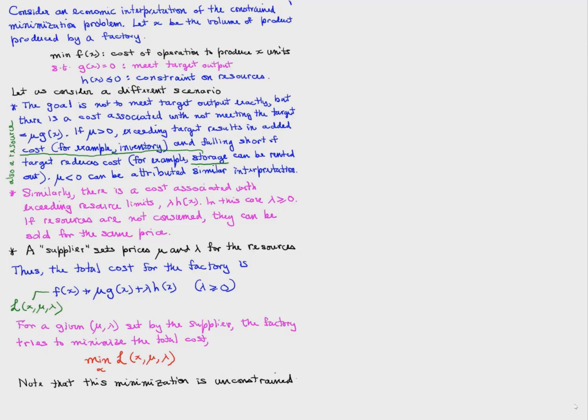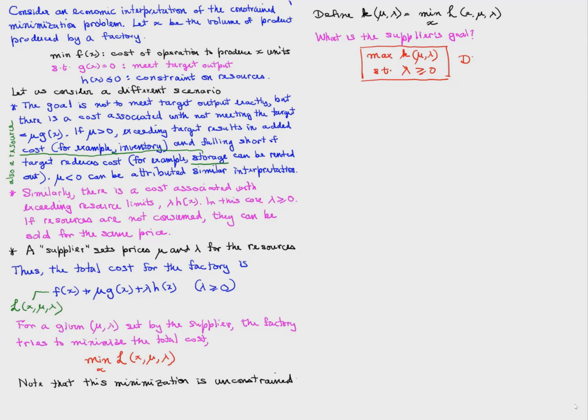And this is an unconstrained minimization, because mu and lambda are given, we're just minimizing over x. Now define this new function k of mu, lambda equals the minimum over x of L of x, mu, lambda. So given a mu and lambda from the supplier, the factory minimizes over x, and that minimum cost is k of mu, lambda. From the perspective of the supplier, what should the supplier do to maximize his profits? He should set the prices mu and lambda so as to maximize k of mu, lambda, subject to lambda greater than or equal to 0.